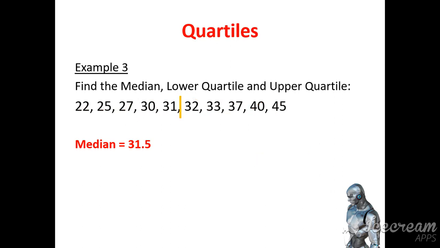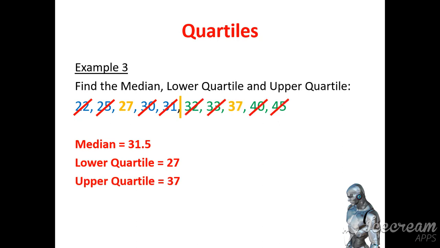Now I'm going to put a line between 31 and 32, which represents our median in the middle there. So now all the numbers on the left of the line are in the lower group, and all the numbers on the right are in my upper group. Now with my lower group, let's count into the middle and find that middle number. That's nice and easy. That's 27, so my lower quartile is 27. My upper group, do the same, count into the middle, find that number in the middle, which is 37. My upper quartile is 37.